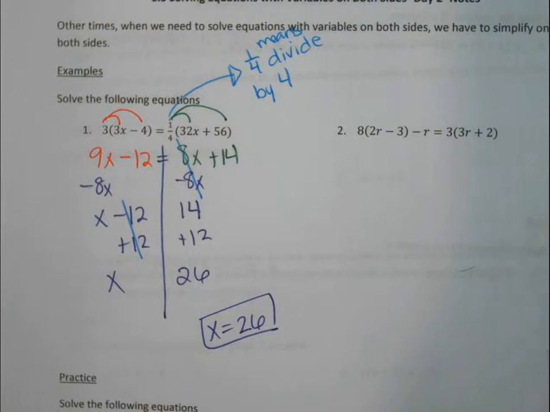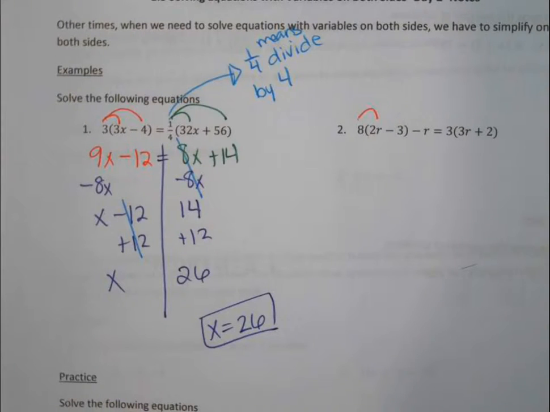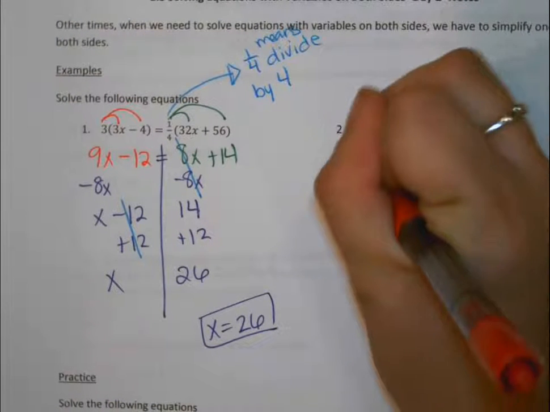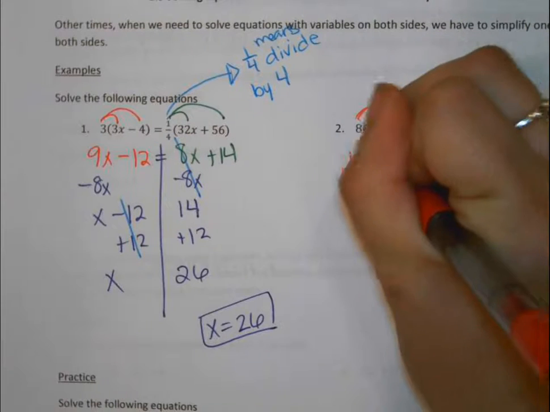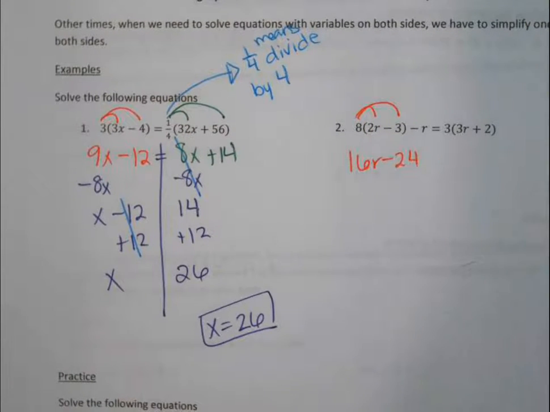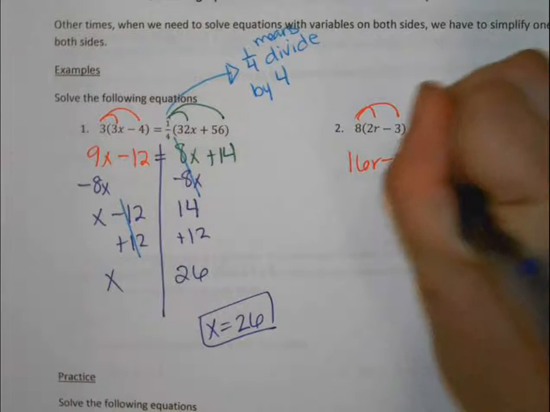Okay. Same thing as before, I'm going to distribute the number out front. I have 8 times 2r, which gives me 16r. 8 times negative 3, which gives me negative 24. Notice that the second r is not in parentheses. This means I do not distribute that 8 to it, so it's just going to say negative r.